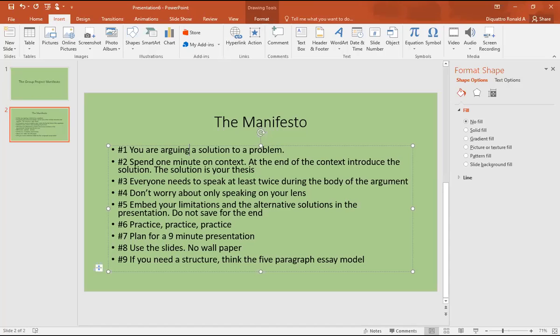Practice, practice, practice. Especially on the group presentation. You have to practice. Okay. And remember the golden rule. You will present faster than you practiced. It happens every time.